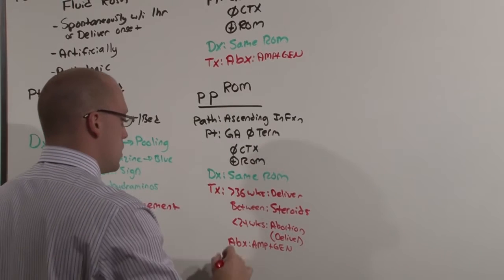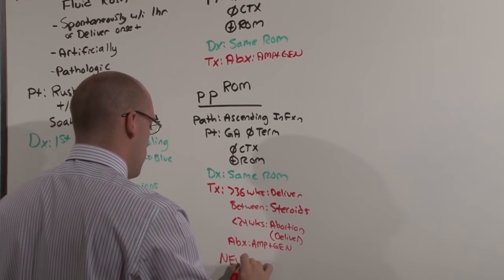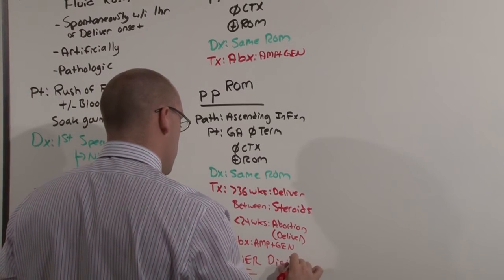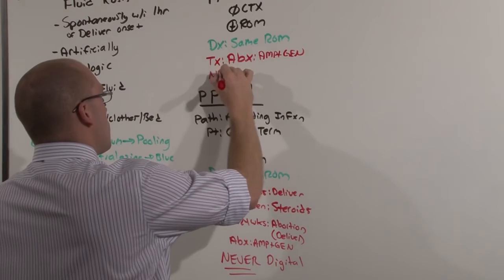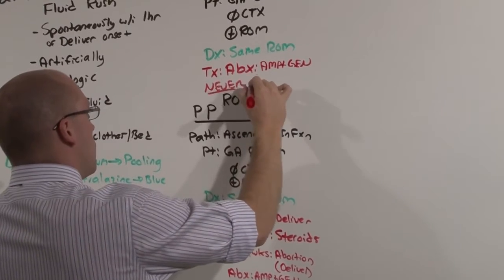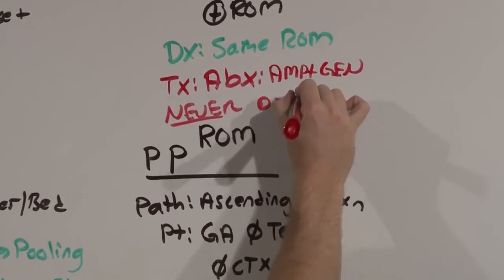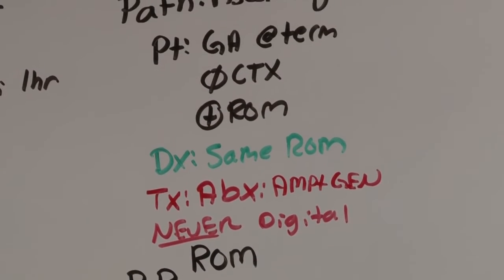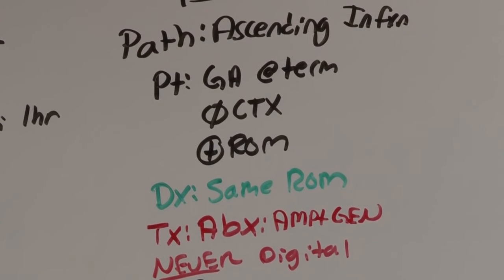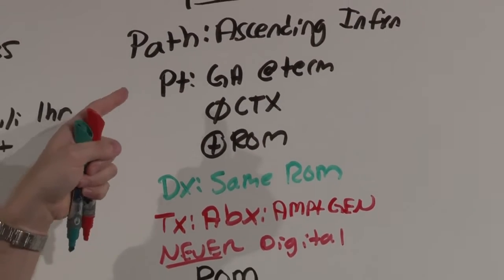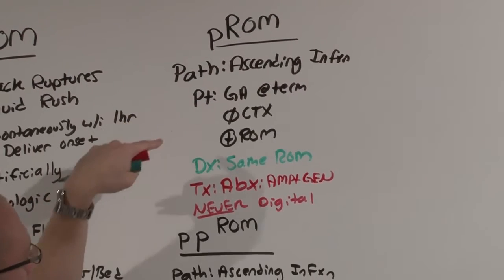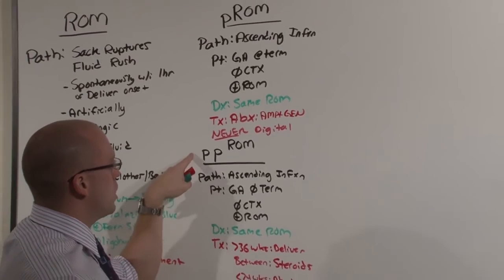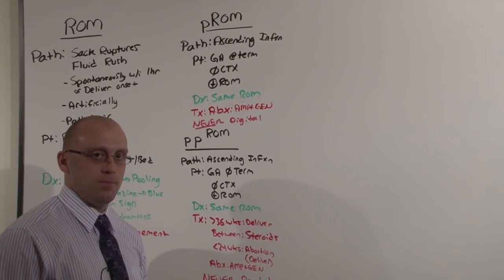For both of these conditions, you never do a digital exam. The reason being, even if you're wearing sterile gloves, you're going to introduce the vaginal flora into the uterus, and you can cause a serious infection that we'll talk about in just 1 second. So that is premature rupture of membranes, baby ready, mom not, and preterm rupture of membranes, neither baby nor mom is ready, and because it is preterm, it is inherently premature.